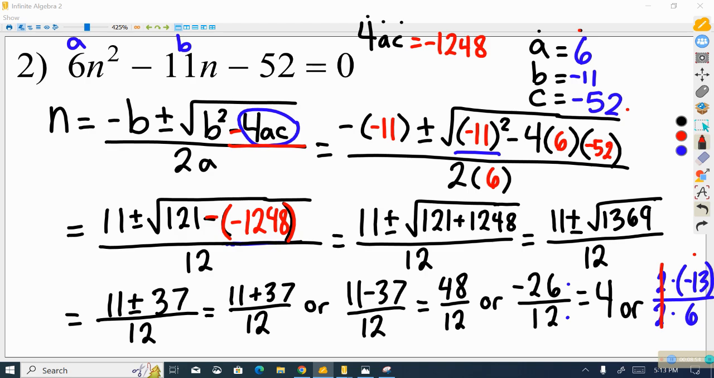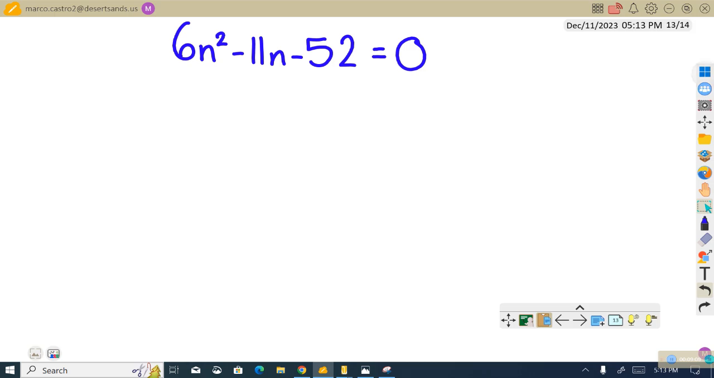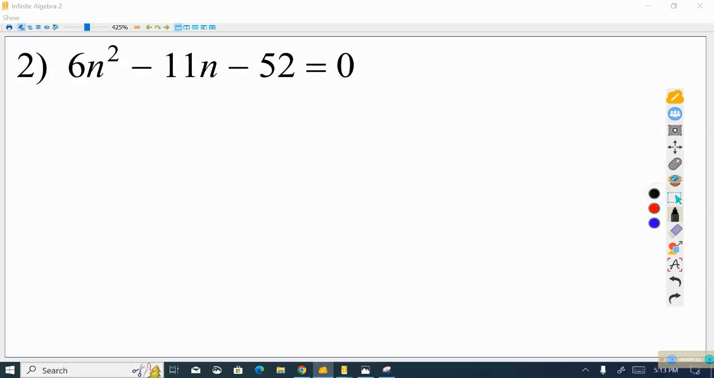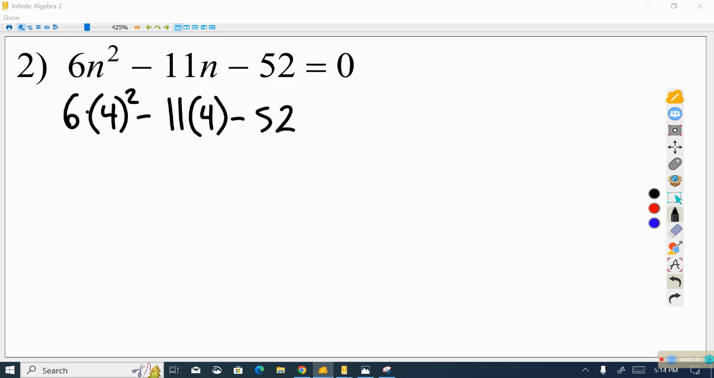But we could check our work by taking this value of 4 and plugging it in here and seeing what we get, right? Remember, what does it mean to solve a quadratic formula, right? What does it mean to solve this problem? So we could go check right now to see that this actually does solve our problem, right? If I was to plug in 4, then that would mean that I have to do 6 times 4 squared minus 11 times 4 minus 52, and that would give me 0.